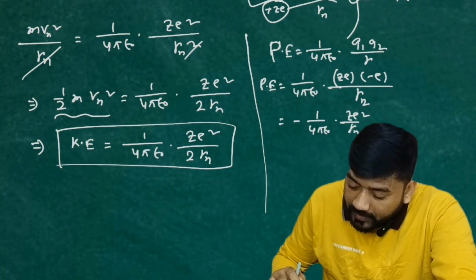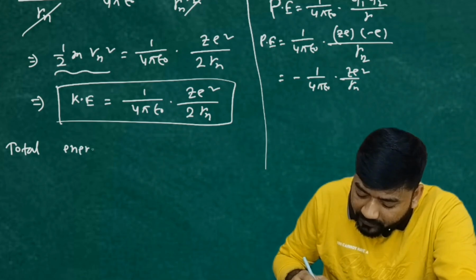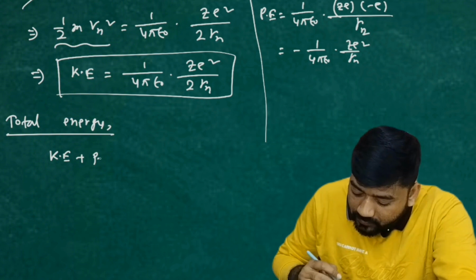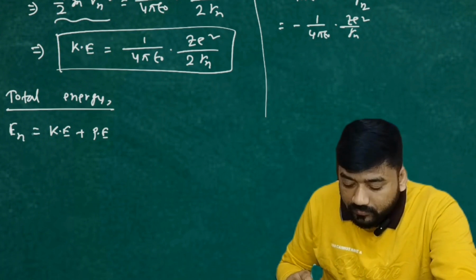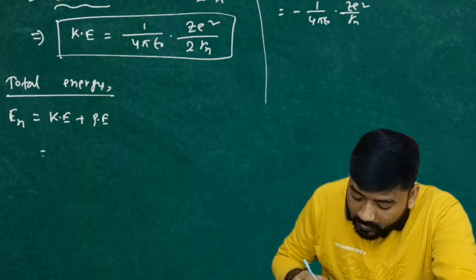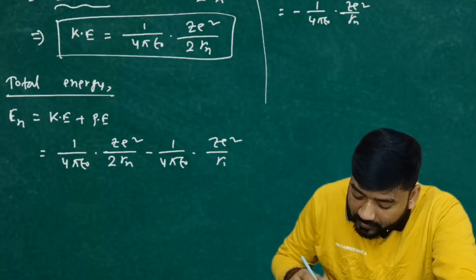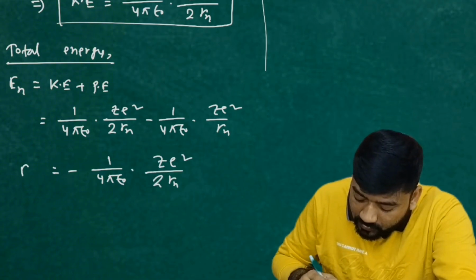Now if you add these two, you will get the total energy. So the total energy expression will be very simple. What will be the total energy? That is kinetic energy plus potential energy, and this is the total energy E, you can say En, in the nth orbit. The kinetic energy is 1 upon 4 pi epsilon naught into Z e square upon twice Rn minus 1 upon 4 pi epsilon naught into Z e square upon Rn. Now if you add these two, you will get just minus 1 upon 4 pi epsilon naught into Z e square upon twice Rn. So this is the expression of En in terms of Rn.